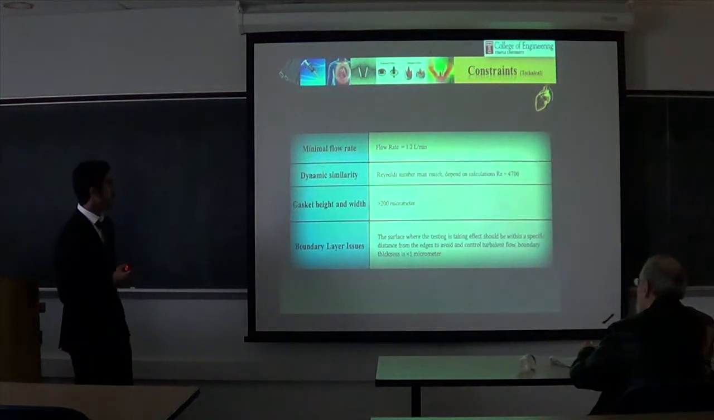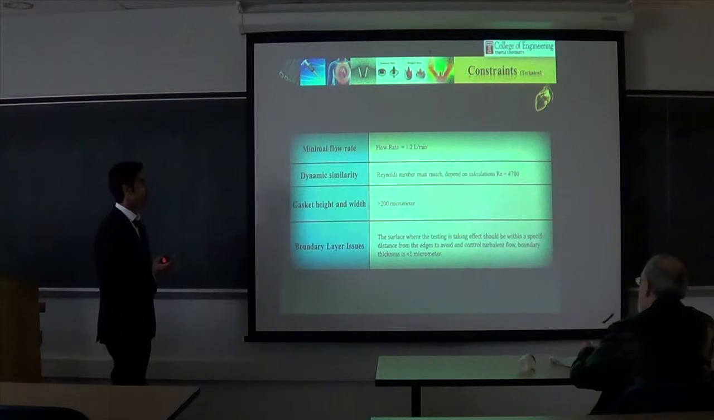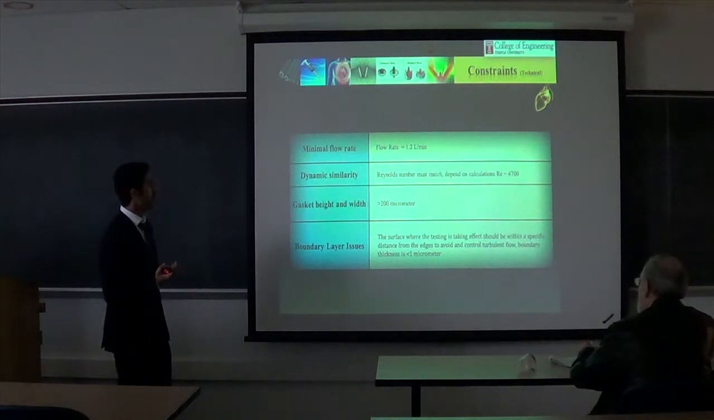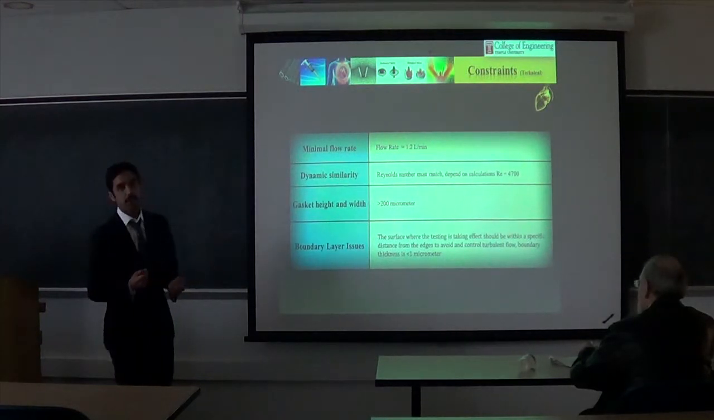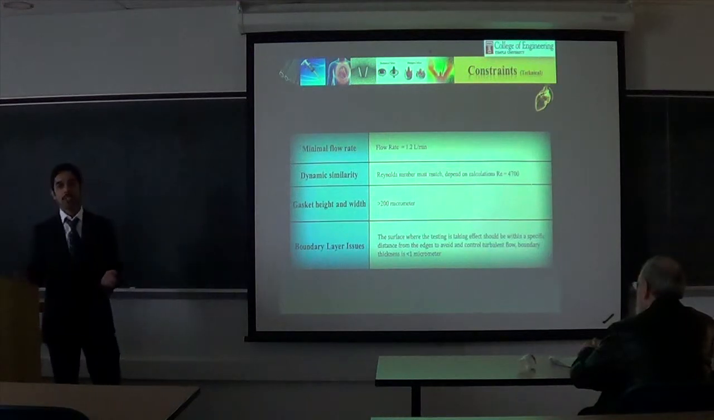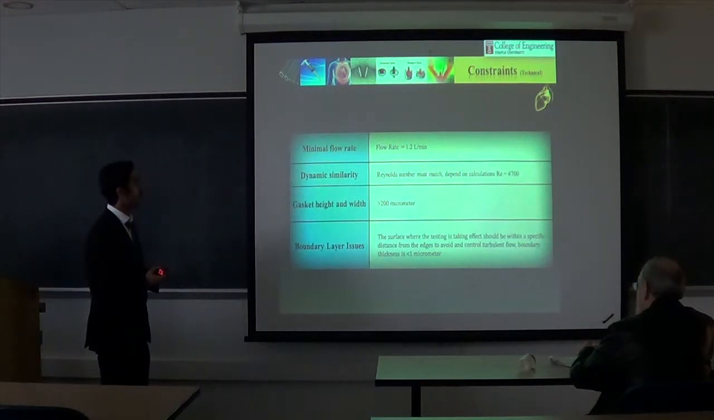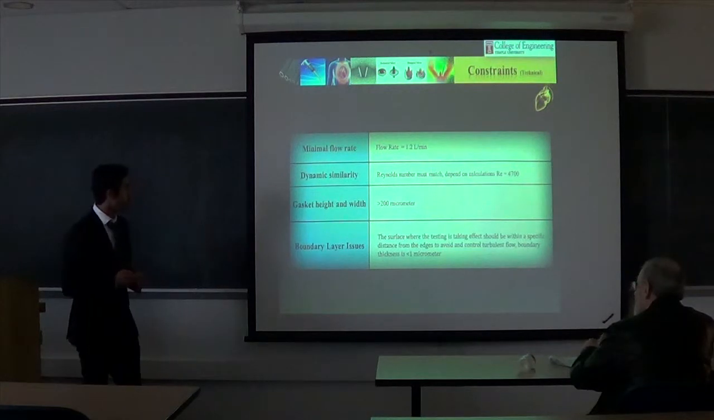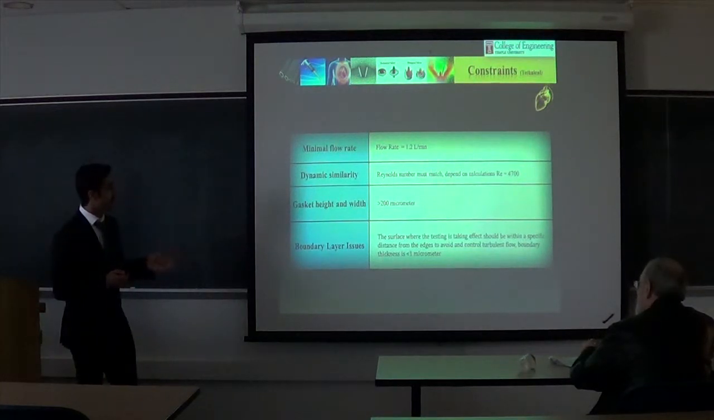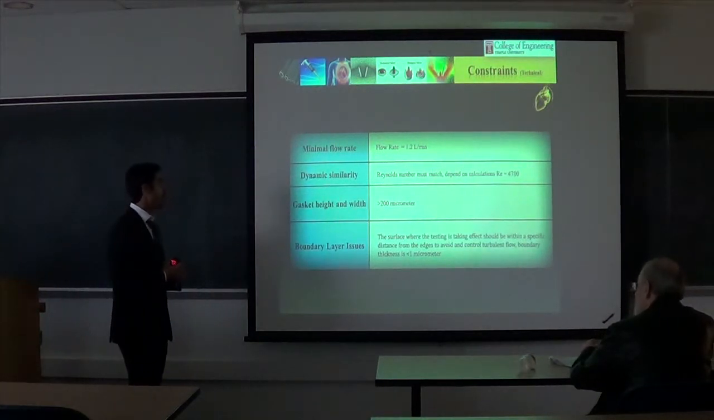Our constraints are the flow rate, which is 1.2 liters per minute, and the Reynolds number in the flow chamber must be the same as the one around the mitral valve. The height and the width of the gasket have to be greater than 200 micrometers because of the size of the white blood cells, which are the largest blood cells. For boundary layer thickness, in our calculation, it should be less than 1 micrometer.